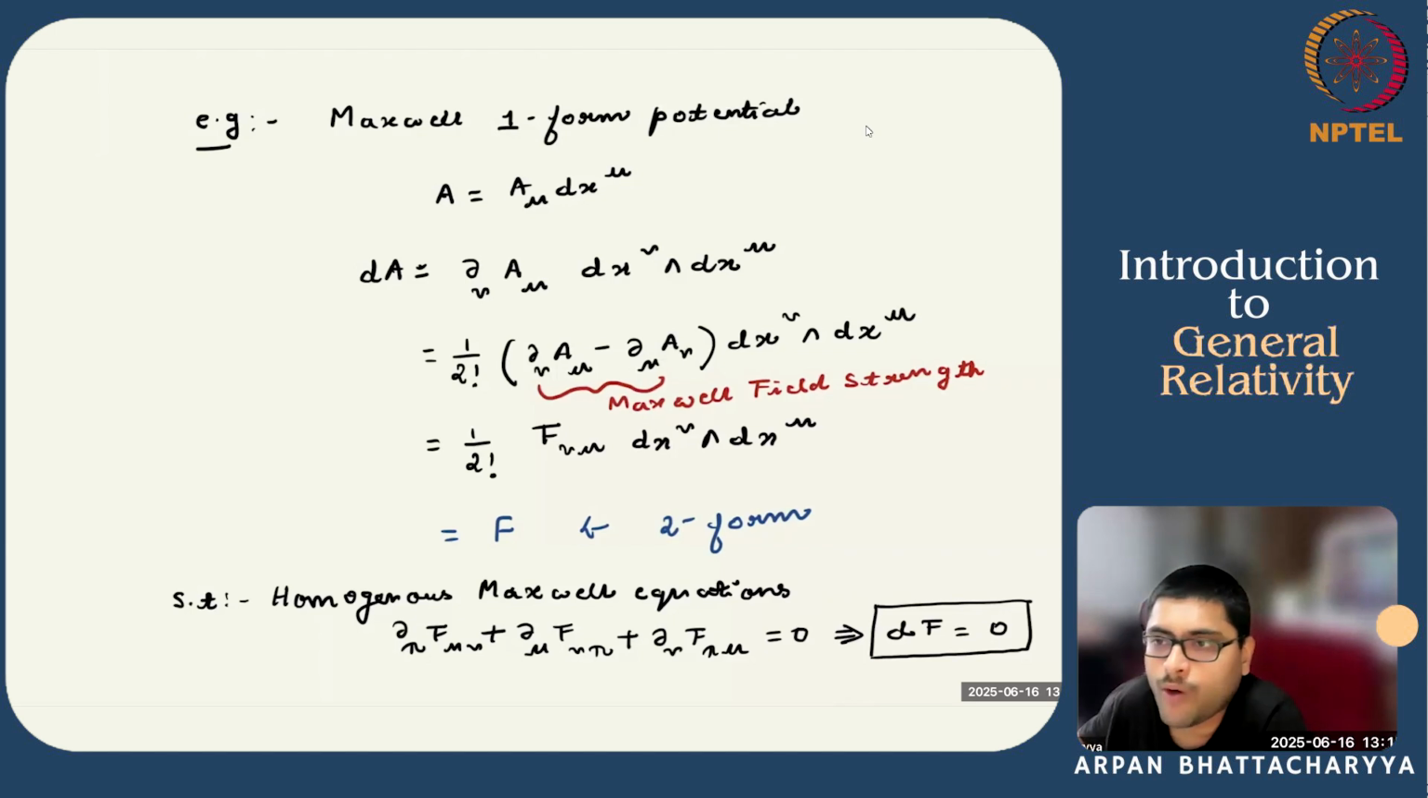Also try to see what happens if you take a zero-form, which is just a scalar, and take d of it. You should be able to see what happens.